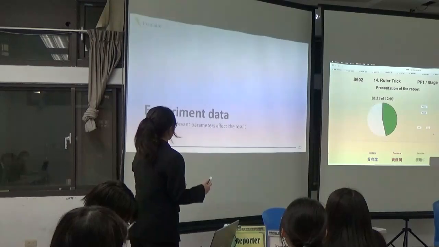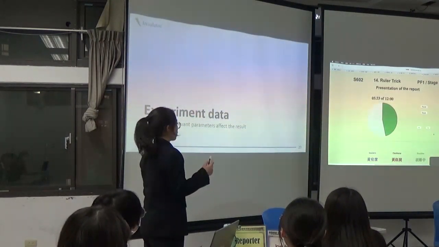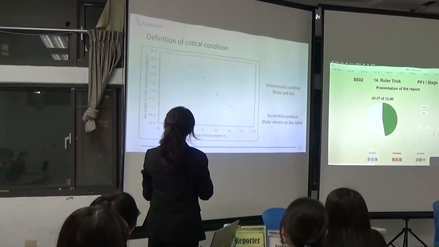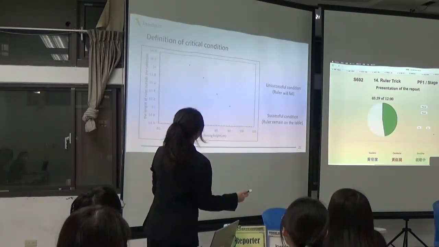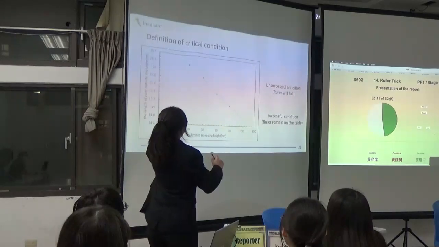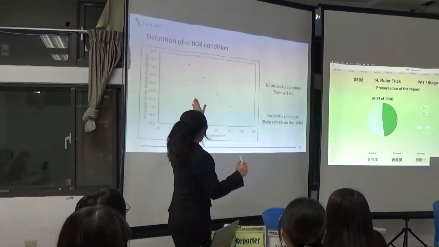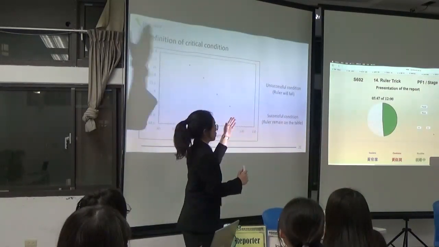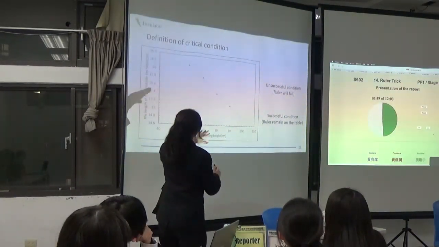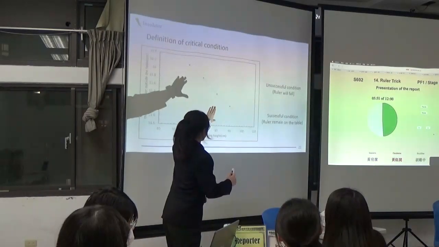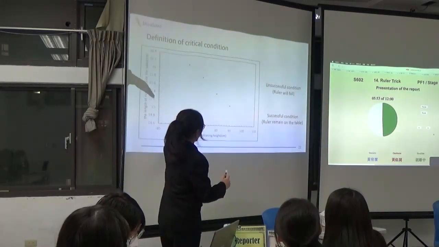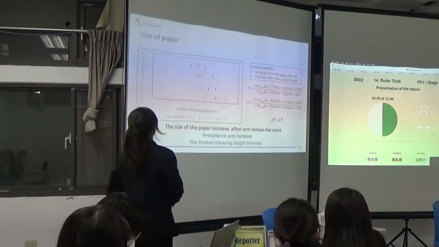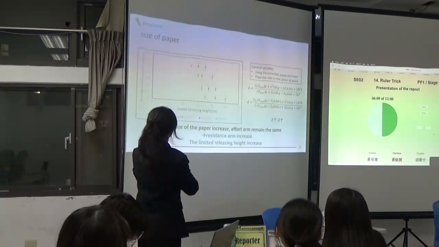And next is the experiment data. And now I'm going to tell you how the relevant parameters affect the results. So you can see that this will be the definition of our critical condition. When our experiment result is above this line, it is an unsuccessful condition, in which the ruler will fall. And when the result is under the line, it will be the successful condition, in which the ruler will remain on the table.